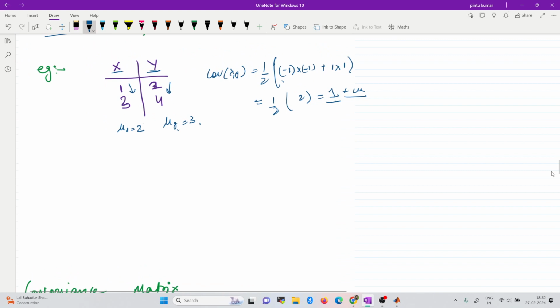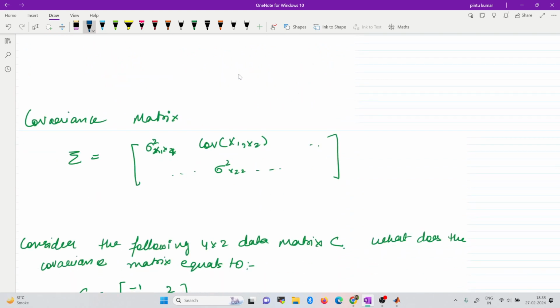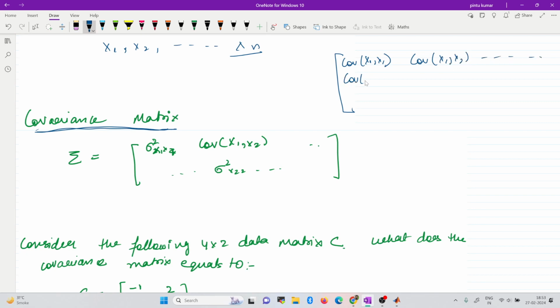Now, if you had two features, then it was okay to look at just the covariance between x and y. But if you have a data point with multiple features, let's say x1, x2, xn, then what you are interested in is something known as the covariance matrix. So how is the covariance matrix given? I'm writing it over here. This is covariance between x1 comma x1, then covariance between x1 comma x2, and so on. The next row will have covariance between x2 comma x1, covariance between x2 comma x2, covariance between x2 comma x3, and so on. This is known as the covariance matrix.